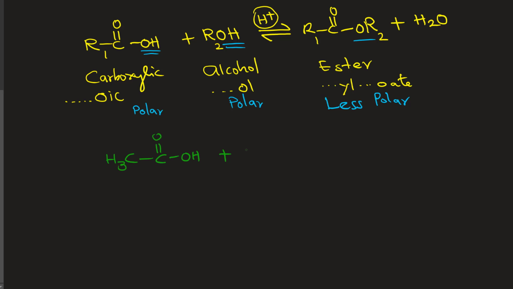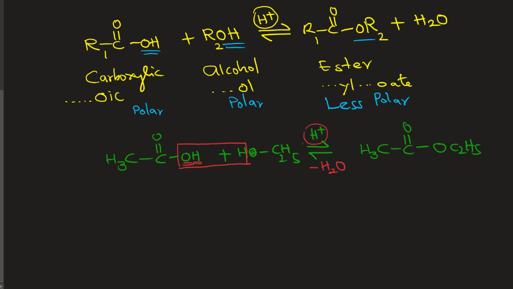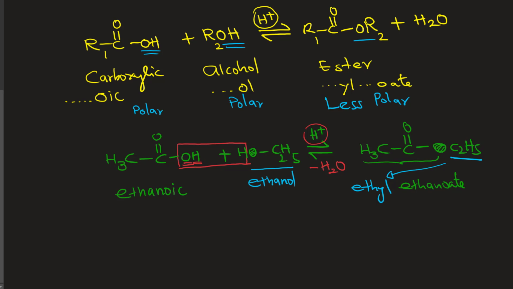This is ethanoic acid, and this is ethanol, and again the catalyst is sulfuric. Box out the OH and H. In this case, see the OH coming from the acid, and you draw the ester, and the H coming from the alcohol. So ethanoic gives you ethanoate in the product, and ethanol gives you ethyl in the product. So you name it ethyl ethanoate.